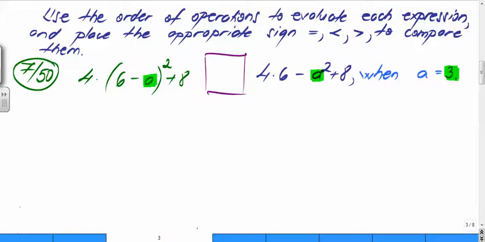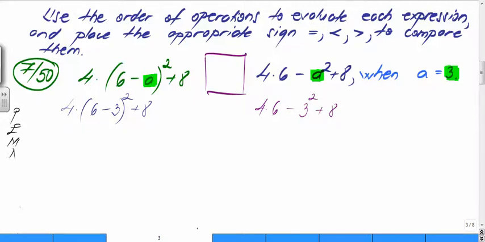It's that easy. This way, the left side will become 4 times (6 minus 3) squared, plus 8. The other side will be 4 times 6 minus a, which is 3 now, squared, plus 8. Let's start with the left. As usual, we're following the order of operations rule, PEMDAS. Do we have parentheses? Yes. 6 minus 3 is going to be 3. Squared, don't forget about that, and then everything else stays.